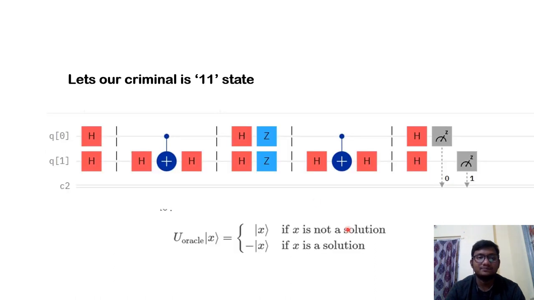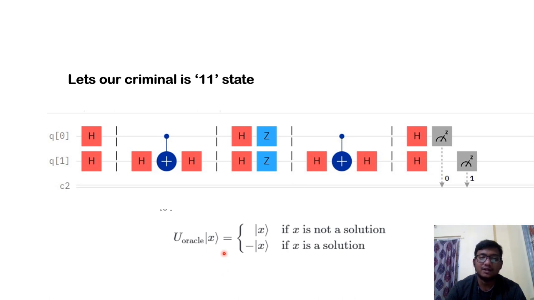So let's see. We have 4 states to which we are now applying the Grover search algorithm. We are taking four states, 00, 01, 10, and 11, and our criminal is the 11 state. So we have to find out the 11 state. For this, we will define an oracle, the black box that I have mentioned prior.